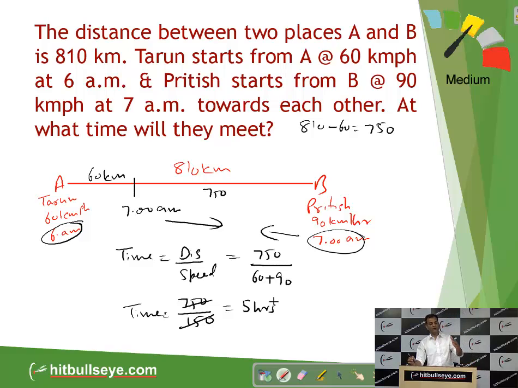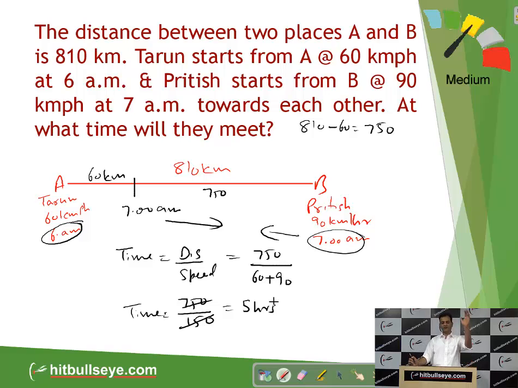Now in questions of time, speed and distance, it's very useful to draw a diagram so that you can visualize who is moving, at what time he is moving, after how much distance they will meet. And again, the application is the same, 3 formulas: distance equals speed into time, time equals d by s, and t equals d by s. Clear, students? So after 5 hours, they will meet.